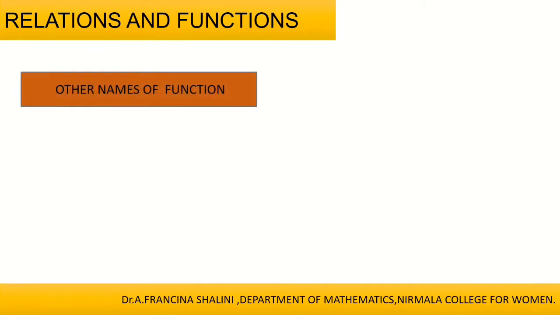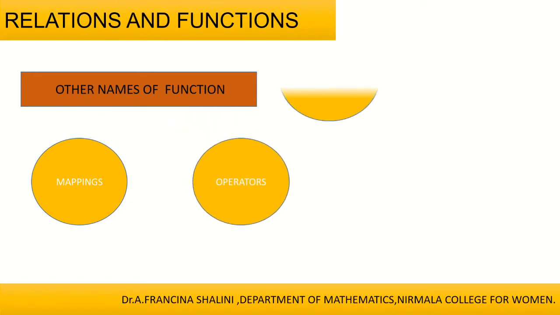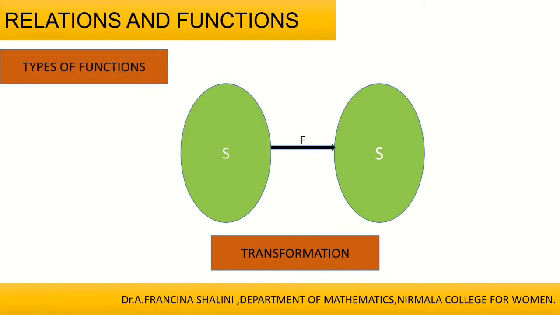So the other names of a function, as we have learned about function earlier, the other names which we use for a function are, functions are also called as mappings, operators and transformations. So the transformation. What is a transformation? Transformation is from a set S is mapped on to a set S, and we define it with the function f, and we call this as a transformation.